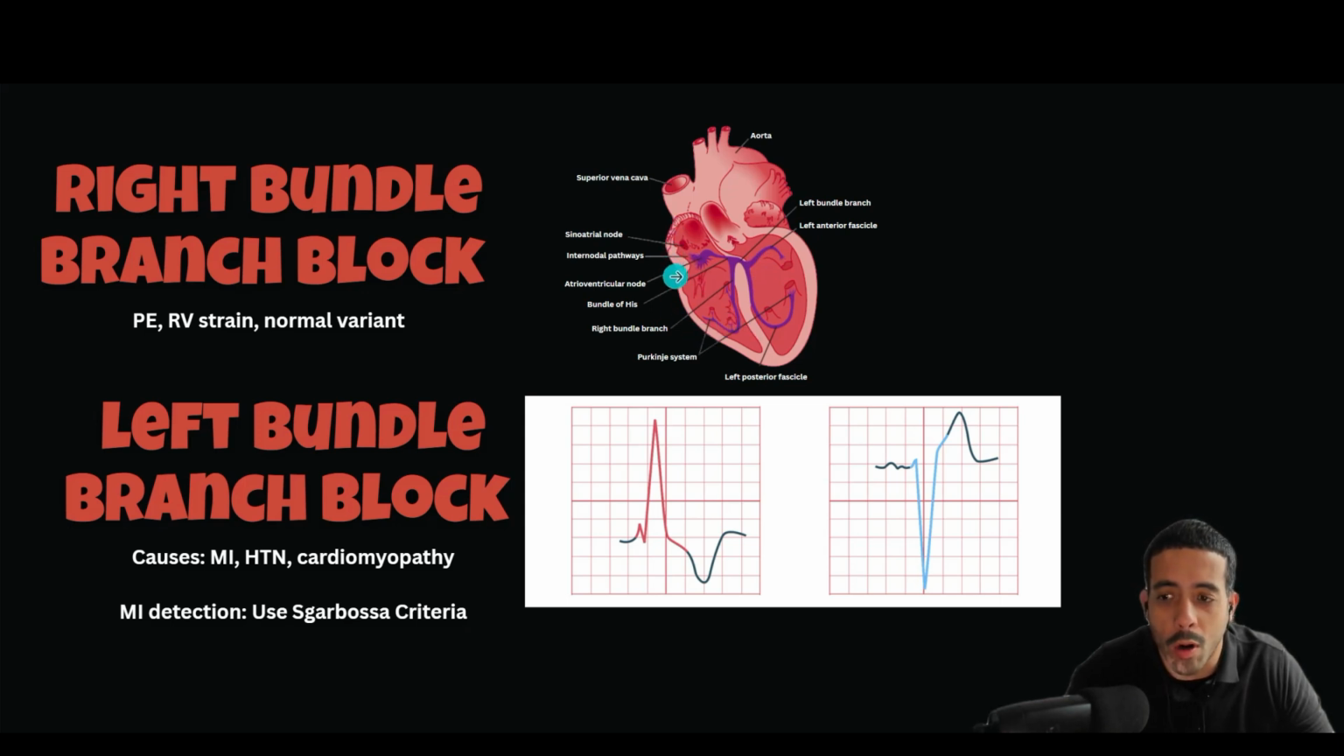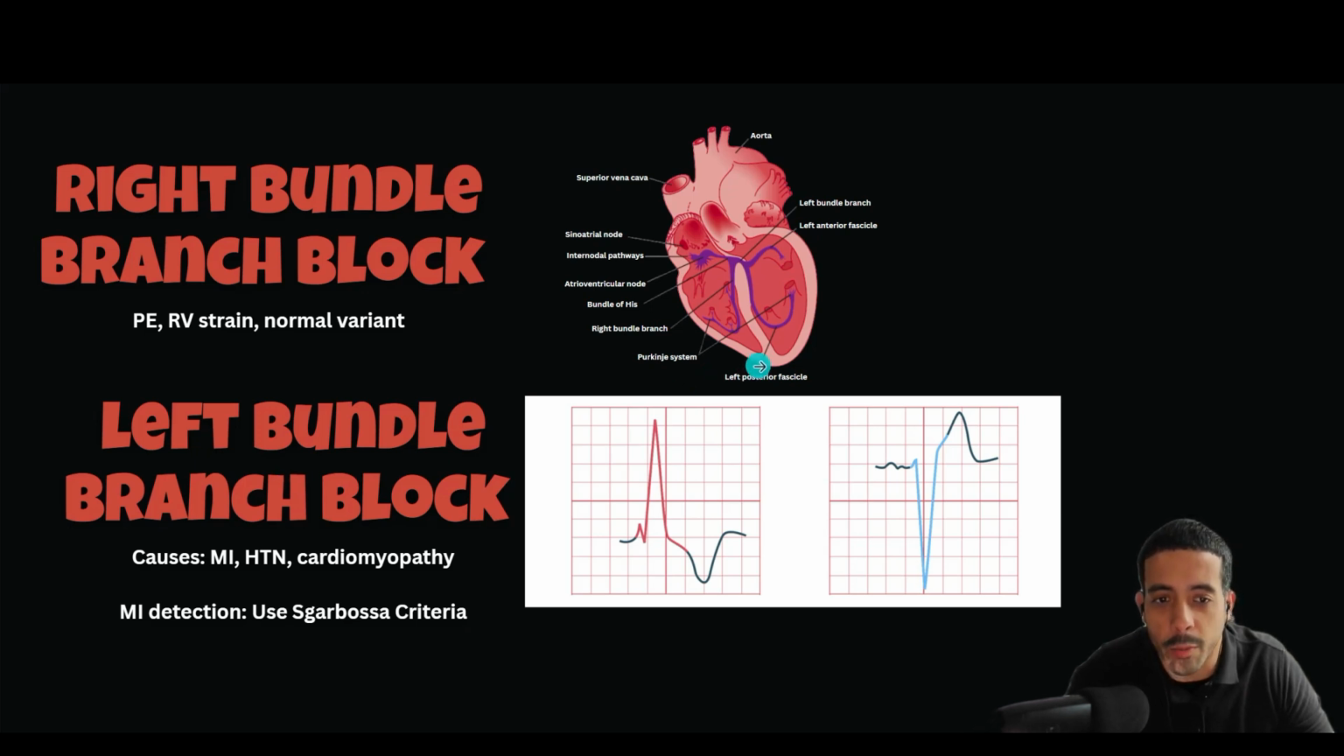So another thing I want to mention is that on the left bundle branch, remember, a myocardial infarction in the inferior wall is one of the most lethal, because the inferior wall of the heart is one of the biggest portions of the heart. So when we have a left bundle branch block, this can be confused with a MI.